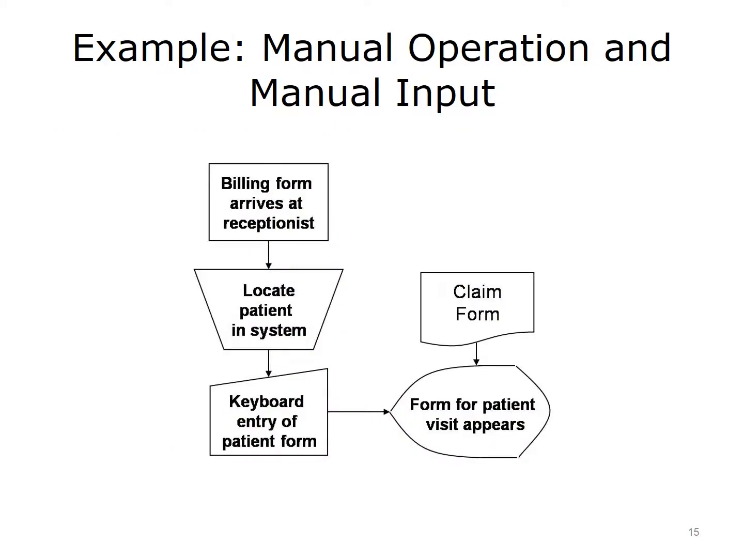In this example, the manual operation of receiving the forms and manual input of keyboard entry of data are represented. The example is as follows. Billing form arrives at the receptionist. Afterward, presumably, the receptionist locates the patient in system and performs keyboard entry of the patient form. For this operation, the form for the patient visit appears on the screen. The standard claim form is an input to the process.